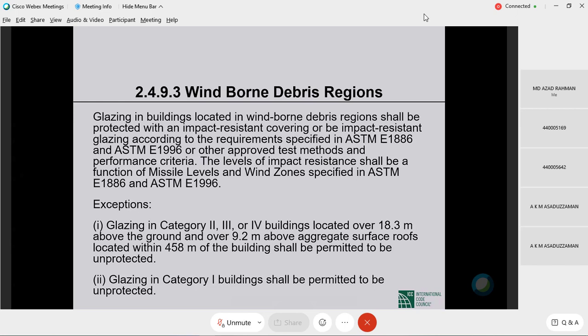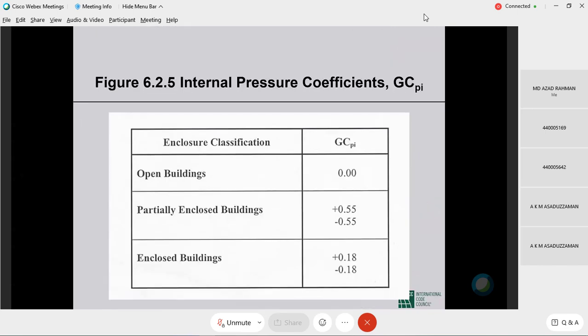So glazing in a building located in a windborne debris region shall be protected with an impact-resistant covering or be impact-resistant glazing. Now, glazing in category 2, 3, and 4 buildings. Category 1 is the unimportant building. Remember, 2 is standard occupancy, 3 is assembly, 4 is essential facility. Glazing located over 18.3 meters above the ground, that's 60 feet, or over 9.2 meters above aggregate surface roofs located within 458 meters of the building, so 30 feet above an aggregate surface roof within about half a kilometer, shall be permitted to be unprotected. Above a certain height, beyond 60 feet, you can have unprotected glazing. And for category 1 buildings, the unimportant buildings, you don't have to have protective glazing.